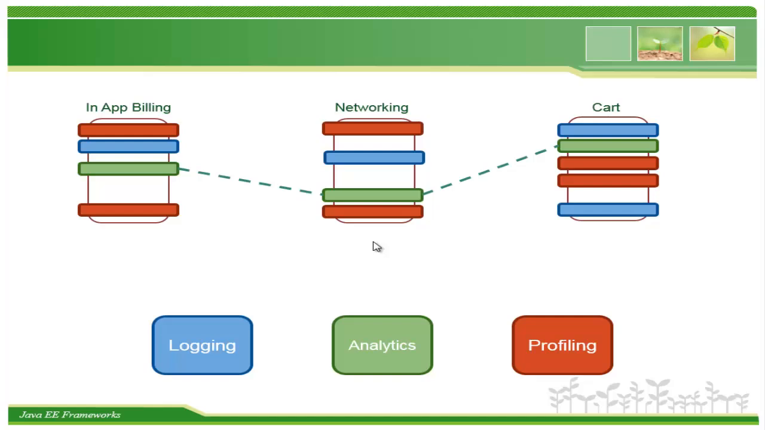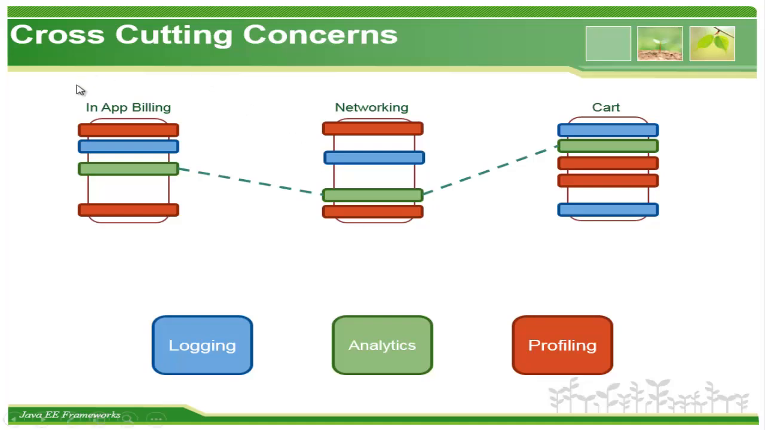So, you have the concern, and the concern is spanning across multiple classes. So, what is the AOP trying to do? AOP is trying to avoid this cross-cutting concern. So what do we mean by saying avoiding this cross-cutting concern? Now, our work is to create a class that will help us in billing. Our work is also to create a class in networking and in maintaining the cart.